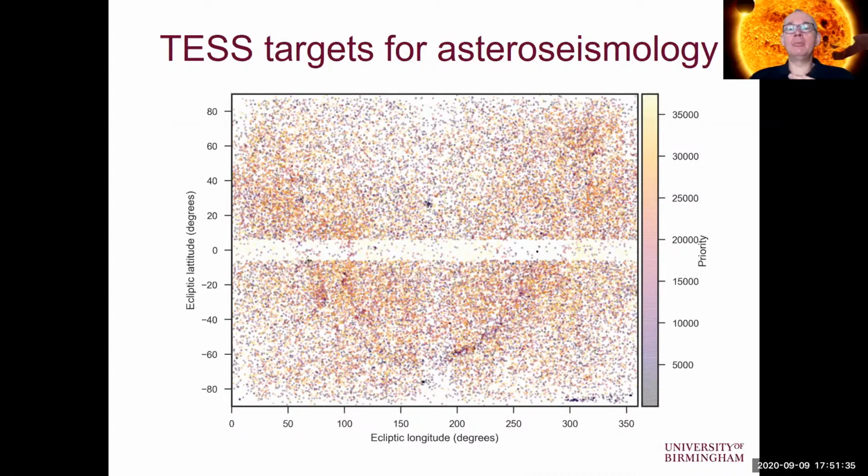So one of the big jobs that we had prior to launch was deciding which targets would be observed for asteroseismology. And one of the things here in Birmingham that we did was leading the work on deciding which of the targets, which of the sun-like or solar-type targets, would be observed. And that was selecting out around about 20,000 stars that would go then on the target list and be observed by TESS during the nominal mission.